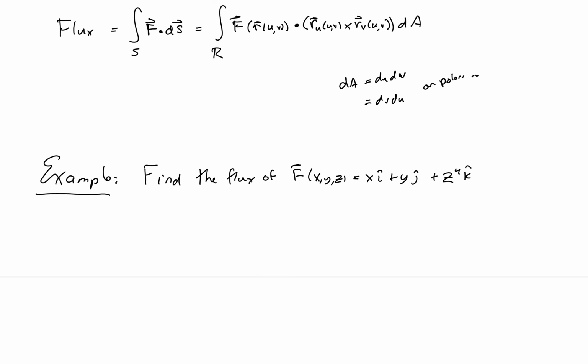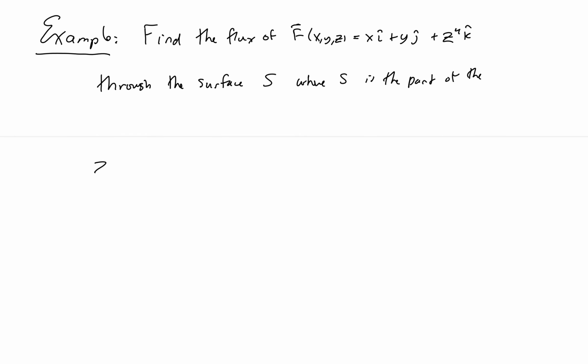Okay, so let's take this vector field here, and we want this to go through the surface S. This is going to be part of the cone given by z equals the square root of x squared plus y squared, below the plane z equals 1. And I want to orient this downwards. Usually when we say downwards or upwards, it's with respect to the z variable.